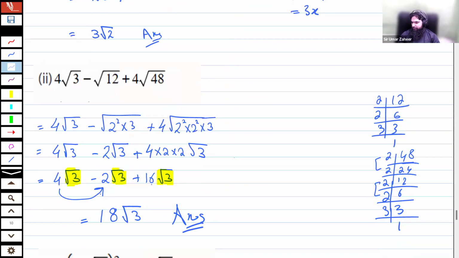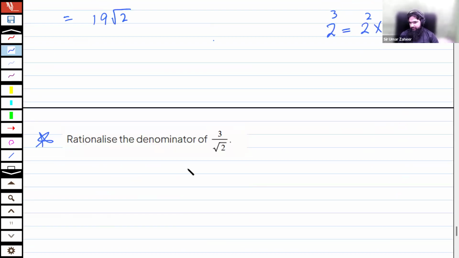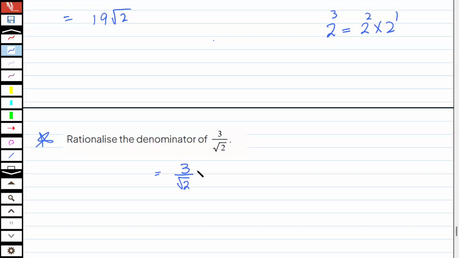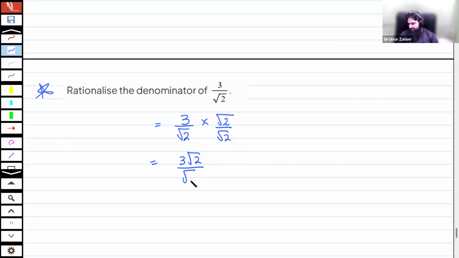Look here. We have a single fraction. How will we rationalize it? We will take square root 2 and multiply both the denominator and numerator. We'll multiply by square root 2 and divide by square root 2. So 3 multiplied by square root 2 will be 3 square root 2, and square root 2 multiplied by square root 2 gives square root 2 squared. The square and the square root will cancel out. We'll get the final answer 3 square root of 2 divided by 2.